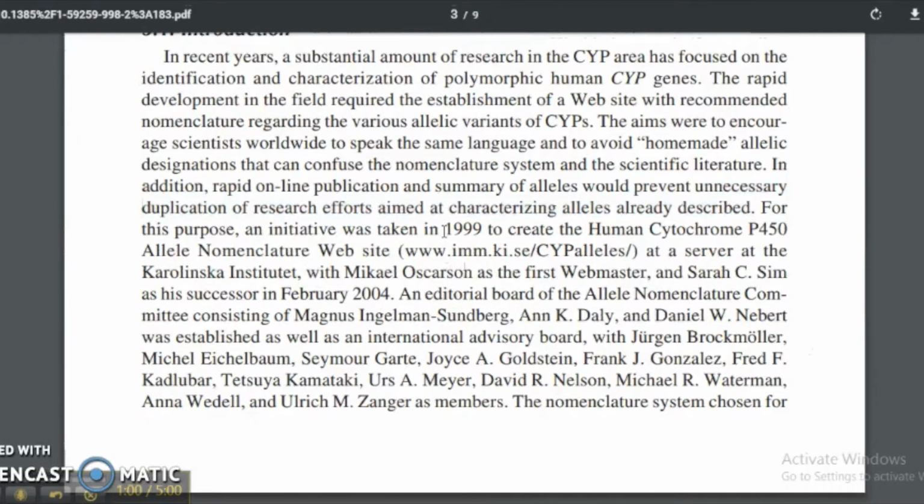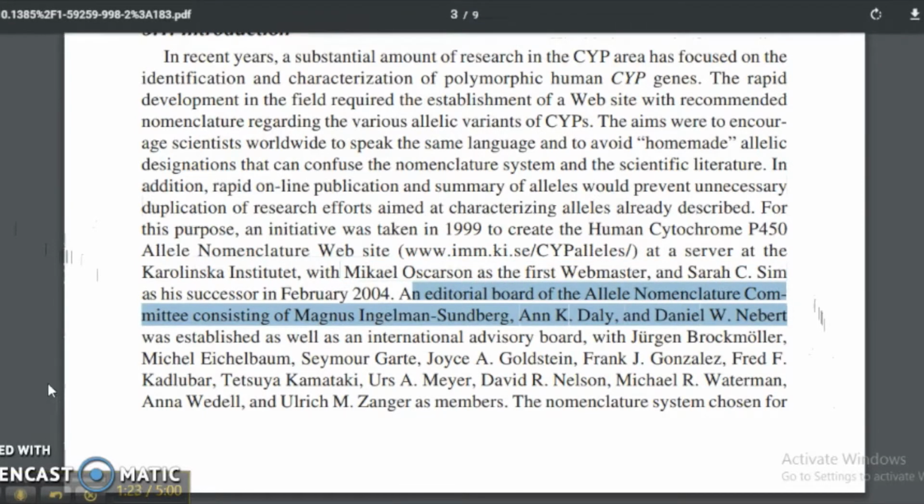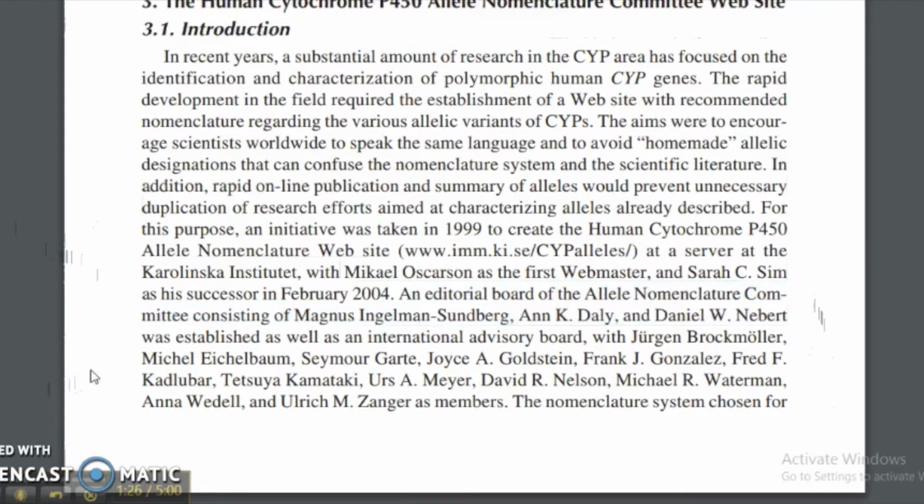So, in 1999, an initiative was attempted to create the human cytochrome P450 allele nomenclature website. The first webmaster is the Kyle Osberson and Sarah Titin and his professor in February 2004. The editorial board of this committee includes technically German Steinberg and Kagan and Daniel W. Libert, whereas the international advisory board consists of Jürgen Brockmüller, Michel Esselbaum, and so on.